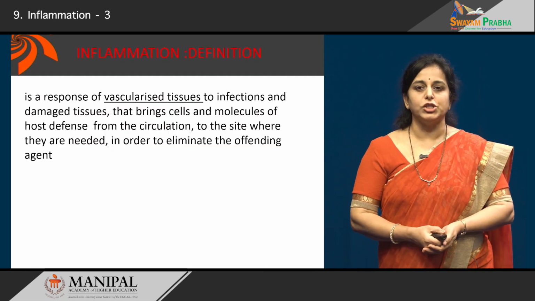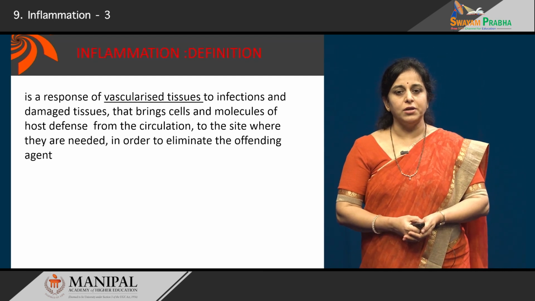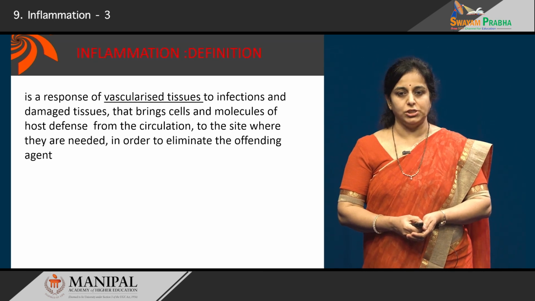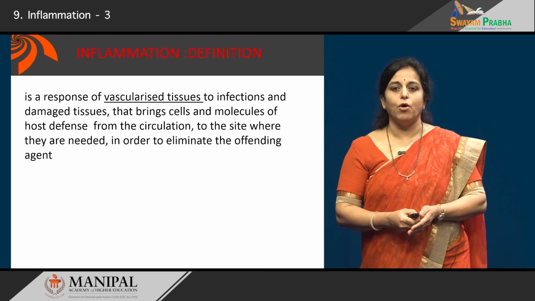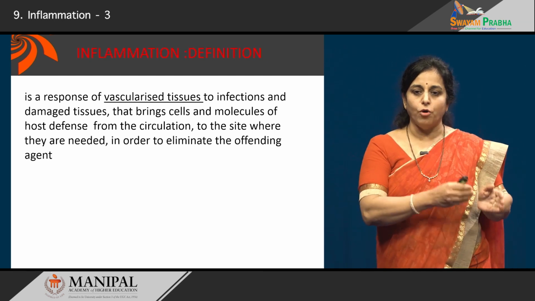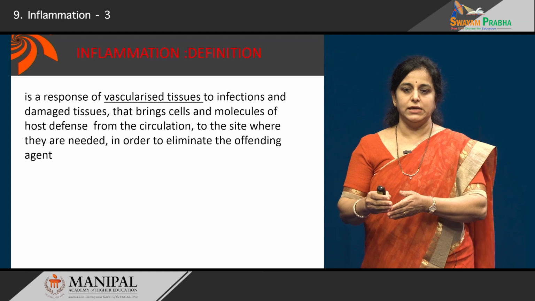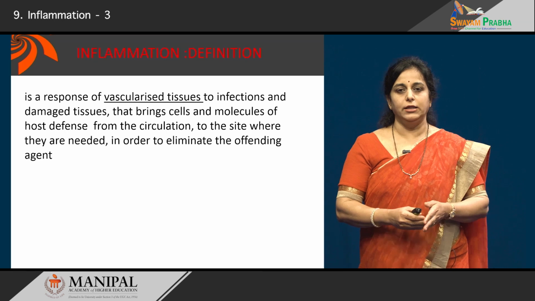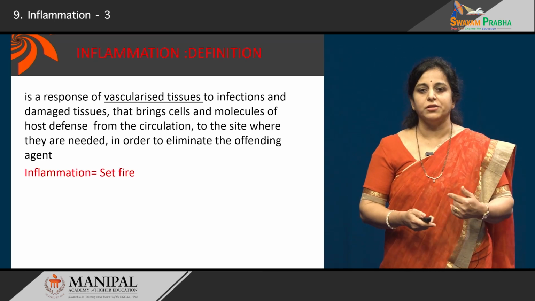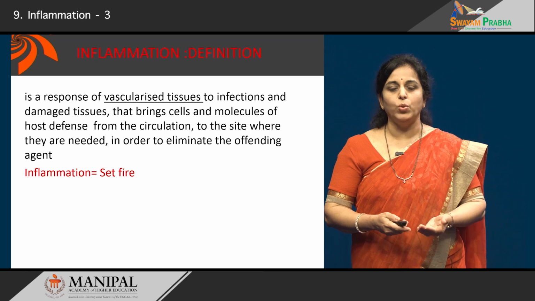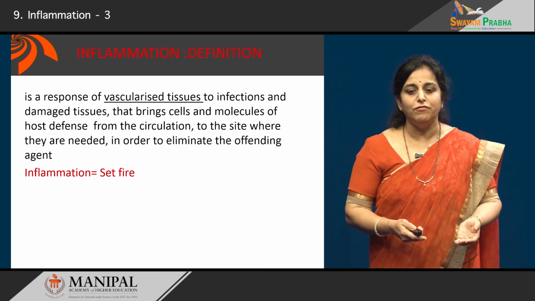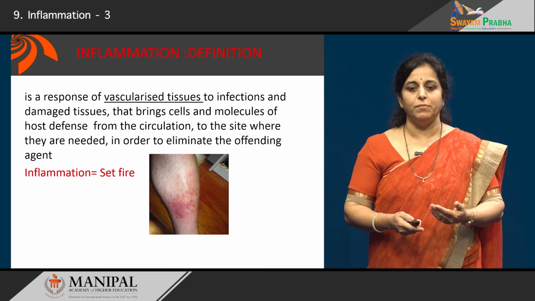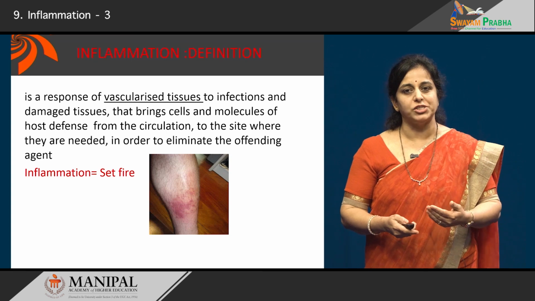So, let us look at the definition of inflammation. Inflammation is a response of vascularized tissues to infections and damaged tissues that brings cells and molecules of host defense from the circulation to the site where it is needed in order to eliminate the offending agent. So, this is exactly what we saw in the previous slide. The word inflammation is derived from inflame, which means to set fire, because any inflamed tissue will appear red and has increased heat at the site of inflammation, which is why the name is derived from that.